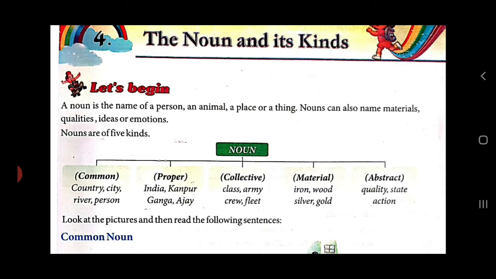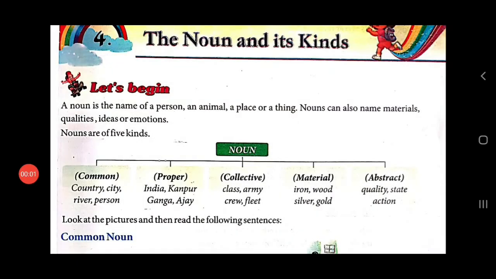Then Kanpur. Again here, a specific city I am talking about, so that will come under proper noun. Then Ganga. I am talking about a particular river, so it falls under proper noun. If I simply say river, it will come under common noun. Then Ajay. I am talking about a particular person named Ajay, so that will come under proper noun. If I simply say person, it will come under common noun. So I hope these two are clear. We will still study each of them in detail.